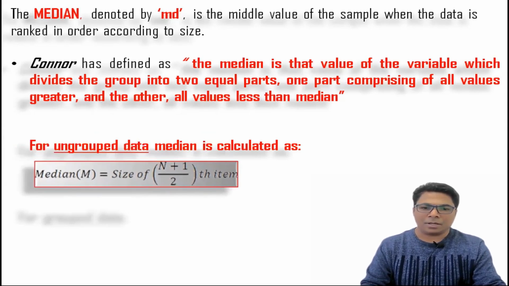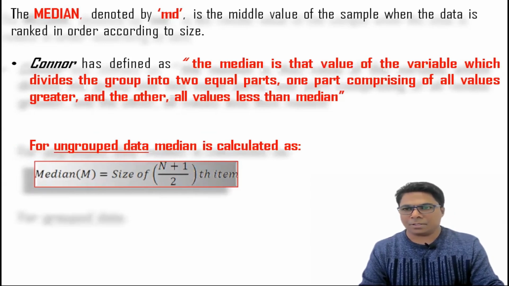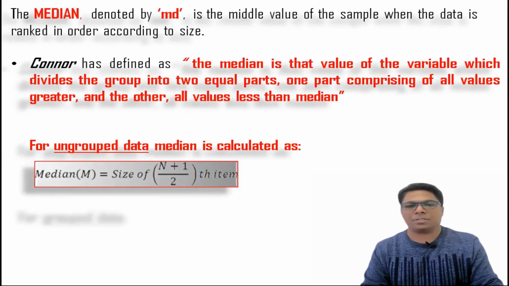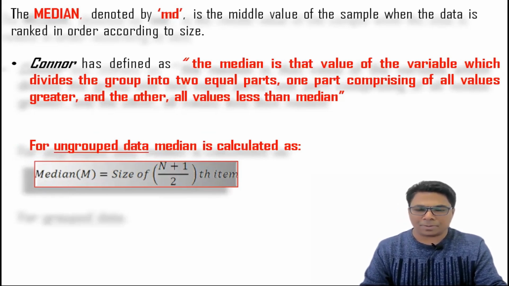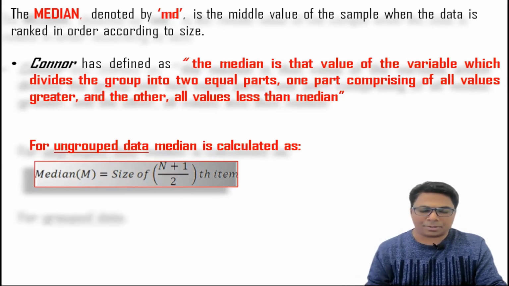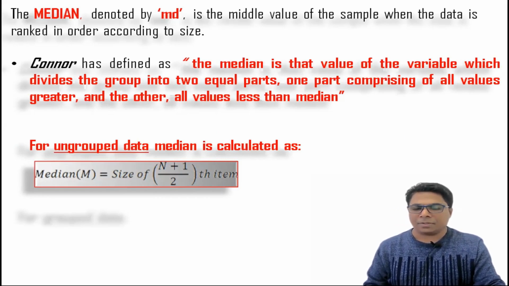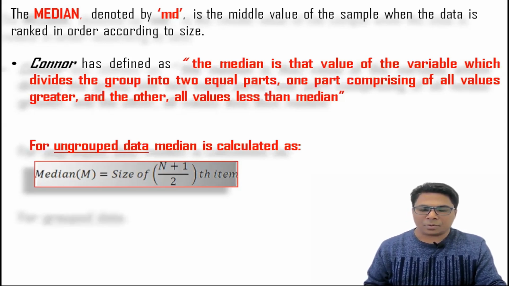If you are dealing with ungrouped data, the formula is median is equal to the size of (n plus 1) over 2 th item. That means n plus 1 is divided by 2. But the student should be very clear that this formula may change according to the number of observations. N plus 1 is used if the number of observations is odd. If the number of observations is even, we do not use plus 1; we just say n over 2 th item.